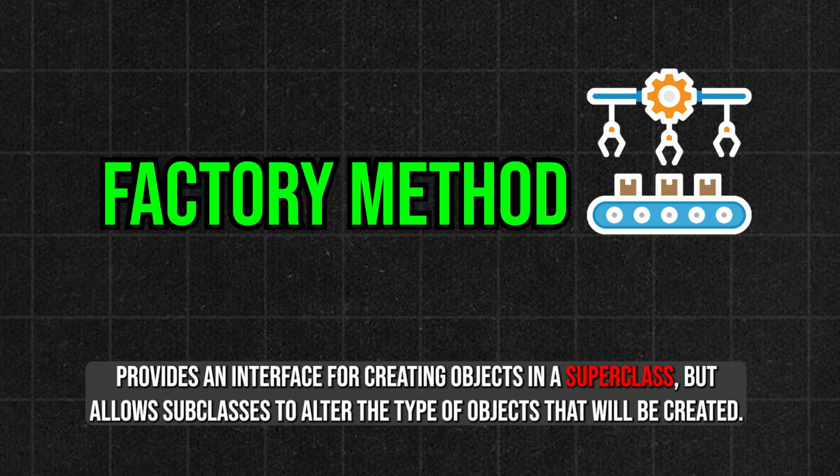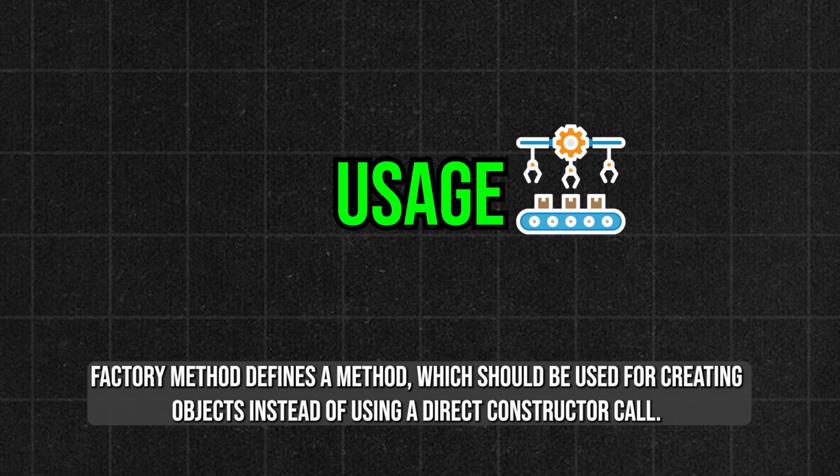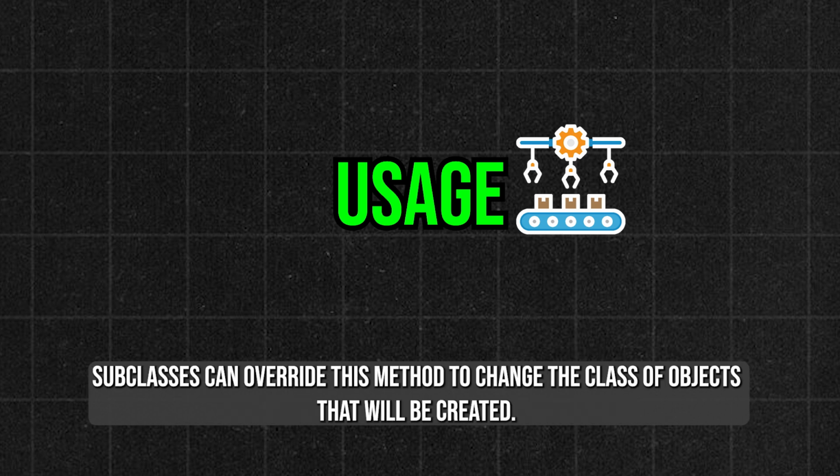Factory method provides an interface for creating objects in a superclass, but allows subclasses to alter the type of the objects that will be created. The factory method defines a method which should be used for creating objects instead of using a direct constructor call. Subclasses can override this method to change the class of objects that will be created.